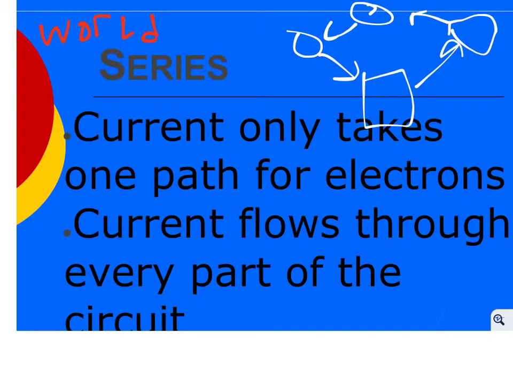Okay, again, for a series circuit, your current will only take one path for your electrons to flow. Think about the World Series in baseball. Let's say you hit a home run. You're typically going to run from first base to second to third to home. There's only one direction to go. Your current will flow through every part of the circuit. So it'll have to hit every base in order to get your home run, just like it'll hit all the resistors.